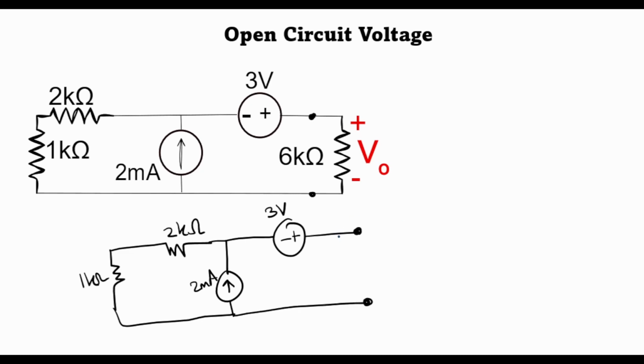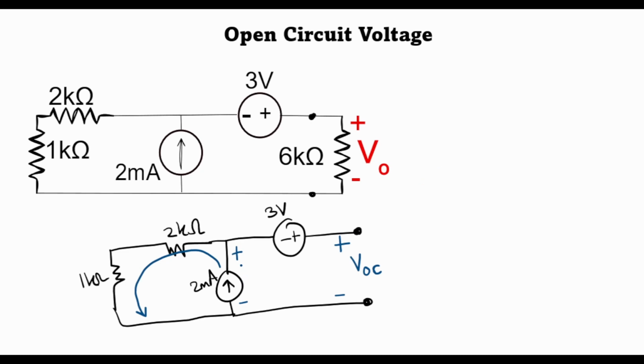And now in order to find out the Thevenin's voltage or the open circuit voltage, we need to find out the voltage developed at these two terminals. Now since this 3 volt voltage source is not connected at this point, no current can flow through it. Thus all of the current pumped out by this 2 milliamp current source has to flow through the 2 kilo ohm resistor and the 1 kilo ohm resistor. Therefore, the drop across the 2 milliamp current source is simply 2 milliamps multiplied by the series combination of 2 kilo ohm and 1 kilo ohm resistor.